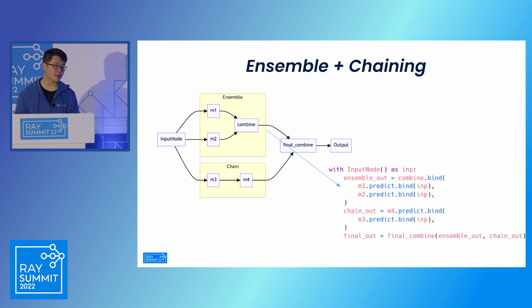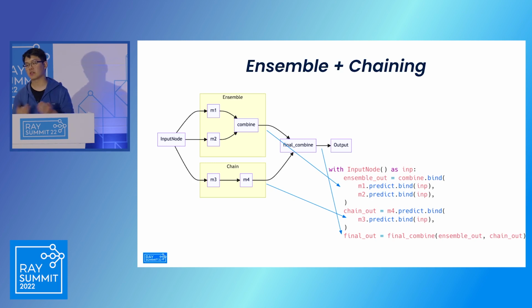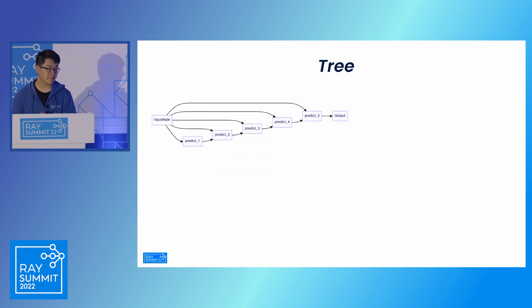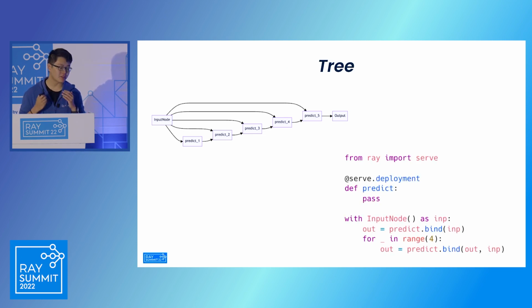Right here is an example of getting our ensemble together with our chaining, and then combining everything together at the end. This does scale to cases of hundreds of models chained together or ensembled together, or an arbitrarily complex graph. And then here, just as an illustrative example, you can build a tree of models in just 4 or 5 lines of code. I'm not sure who actually does this in their end-to-end business app, but it's here as a demonstration that you can use this API to build arbitrary graphs. It's a very expressive API.